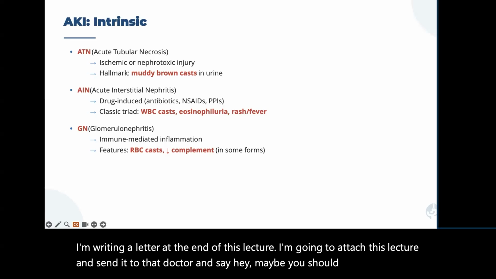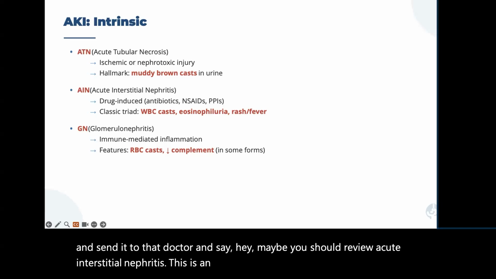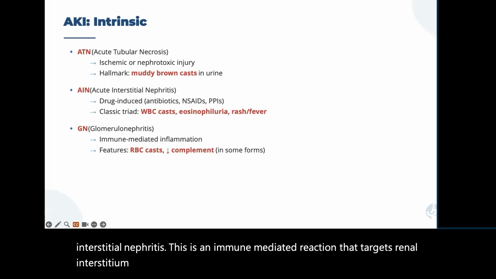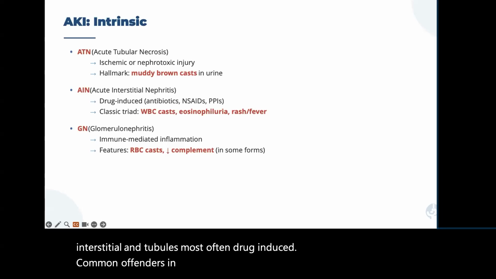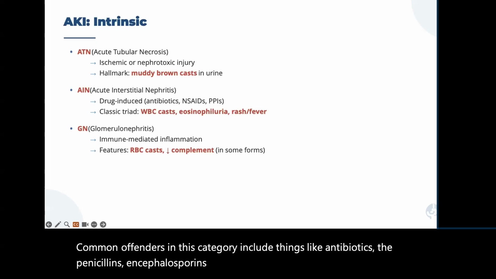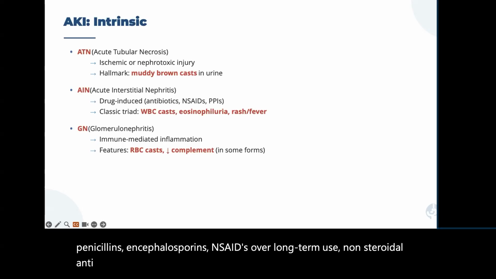Acute interstitial nephritis. This is an immune-mediated reaction that targets the renal interstitium and tubules, most often drug-induced. Common offenders in this category include antibiotics, the penicillins, the cephalosporins, NSAIDs, non-steroidal anti-inflammatories over long-term use, and proton pump inhibitors. It takes a little longer to get to this point.